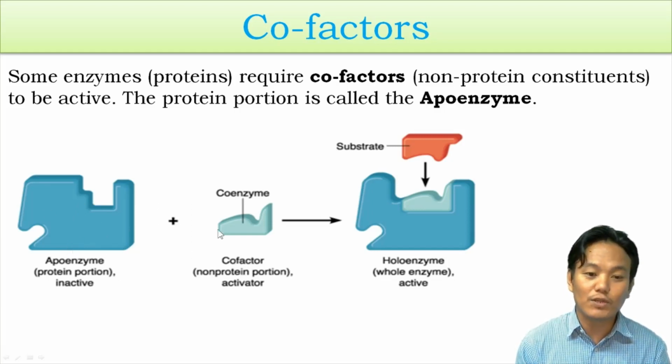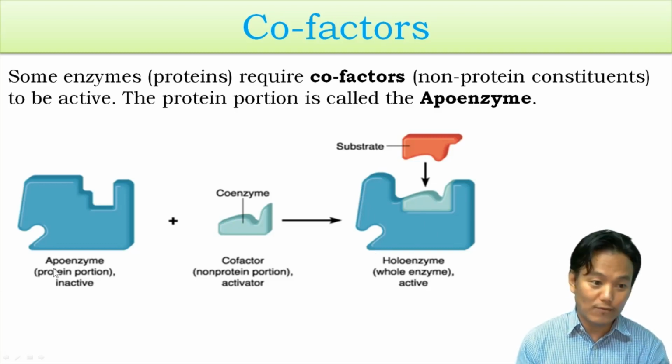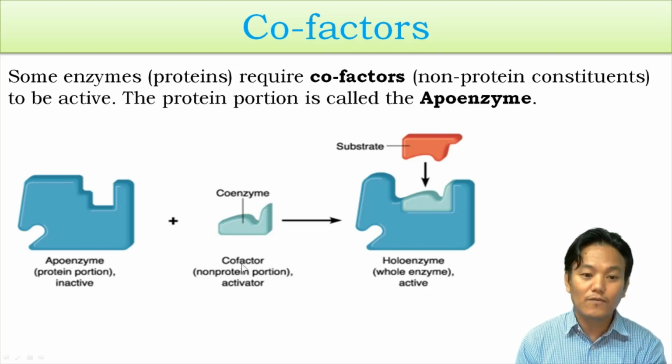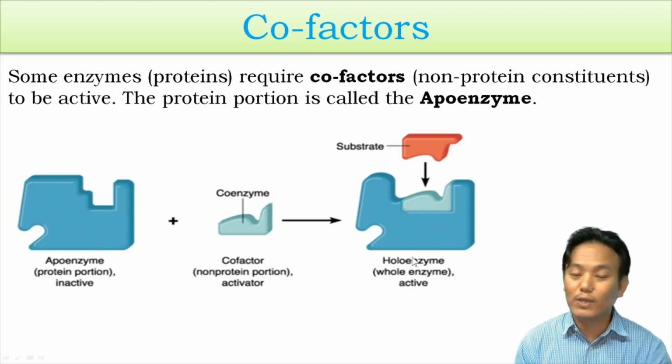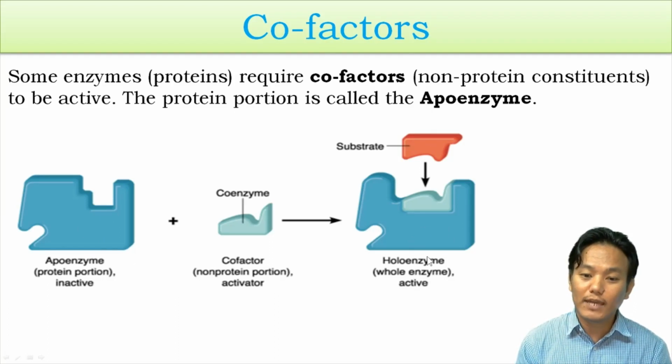The cofactor binds to the active site of the inactive apoenzyme and makes it active. The coenzyme will go and bind to the active site. So we have the apoenzyme, which is inactive, and the cofactor, which is the activator. The combination of apoenzyme and cofactor forms the active holoenzyme. So the enzyme is active and the substrate can bind to it and the reaction is catalyzed.